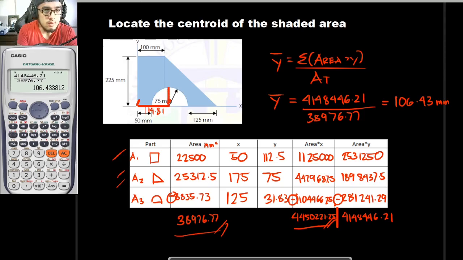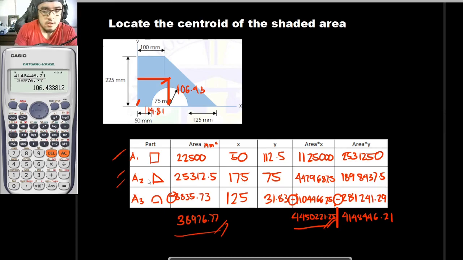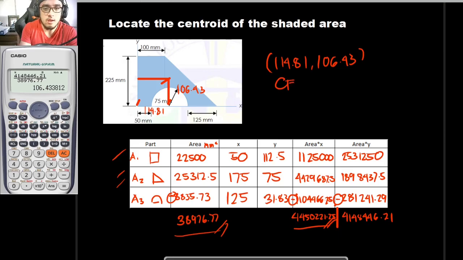It would approximately be here, provided that it is 106.43. So once again, moving this very line right here. This is the location of your centroid, which is in this part right here. I will be deleting this. So the coordinates of your centroid is 114.81, 106.43. So this is the centroid.